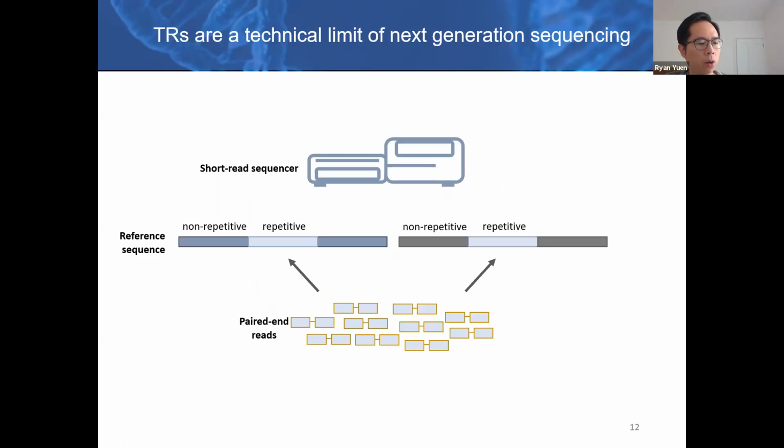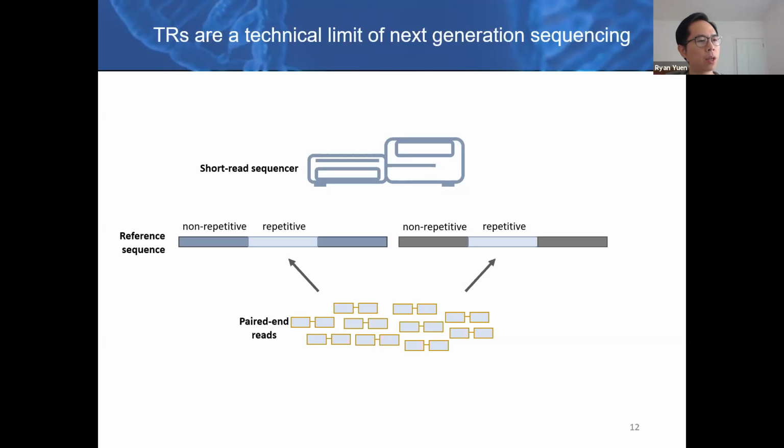So now that we know there are potential functional effects from the tandem repeats relative to the genes, the question is, how can we identify those repeats at a genome-wide level?